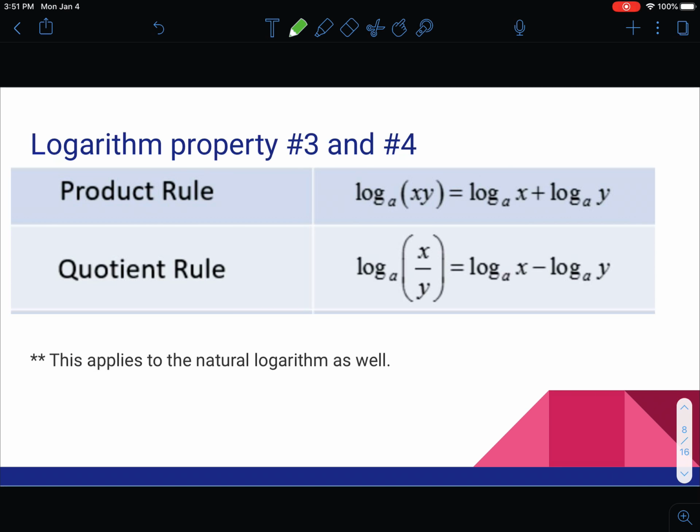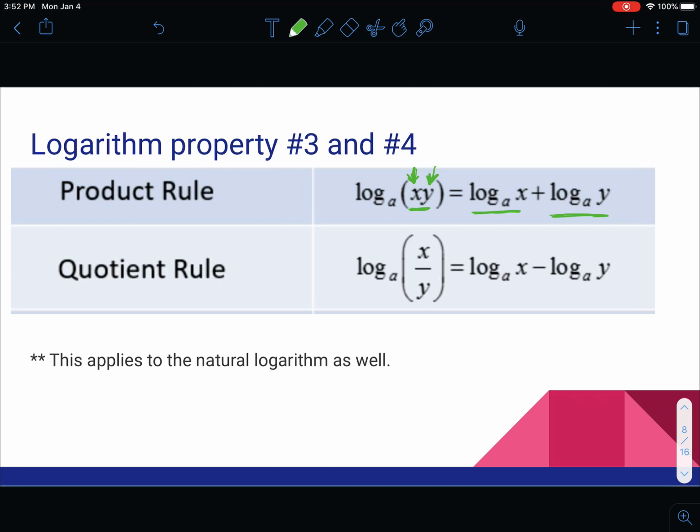These are the next two properties that we're going to look at: the product rule and the quotient rule. This applies to logarithms of any base that is positive and not equal to 1. If we have the log base a of a product, we are able to write this as the log of that same base of the first factor, plus the log base a of the second factor. These are equivalent.